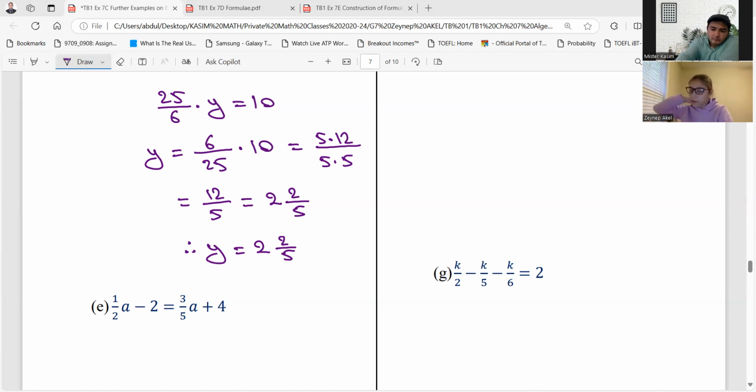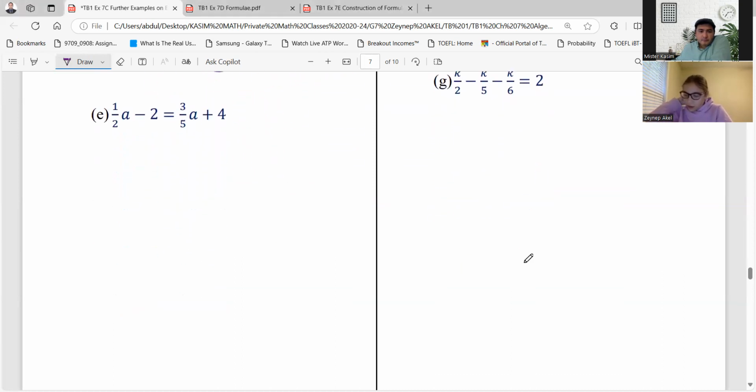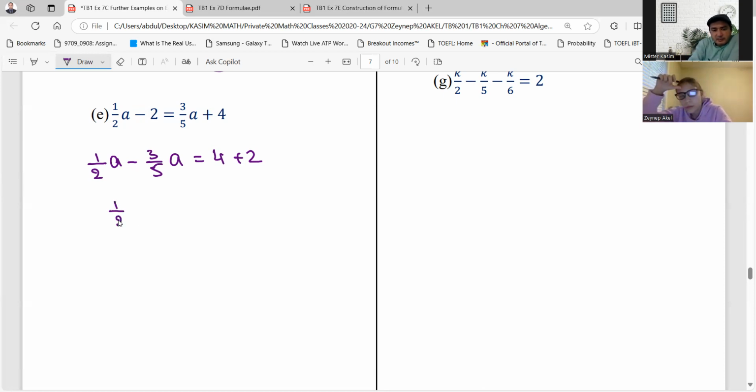So it'd be -1. Well, I haven't done all of it, but would we get -1 over 10a equals 6? Okay, first step, did you write this one? 1 over 2a minus 3 over 5a is equal to 4 plus 2. Is it right? Yes. Next thing is, a is a common factor. 1 over 2 minus 3 over 5 times a, that's equal to 6.